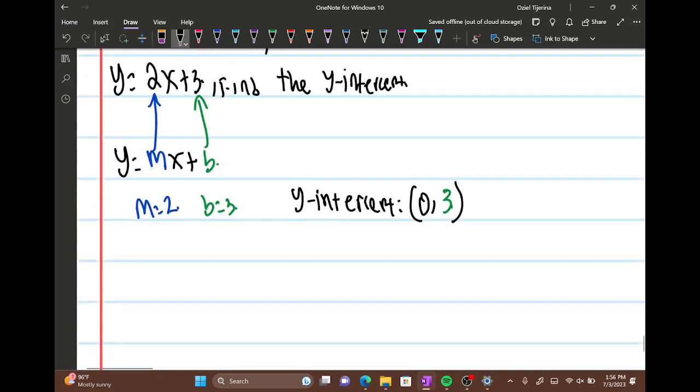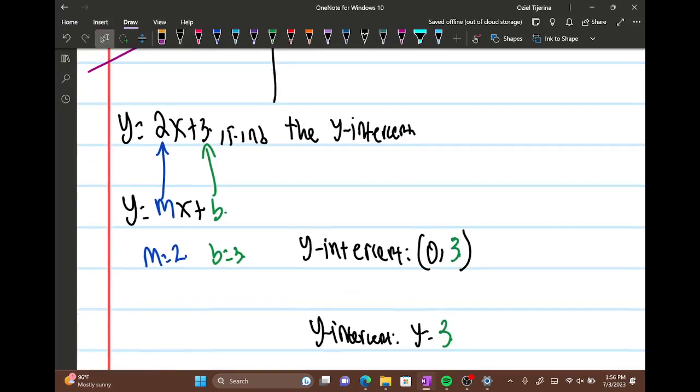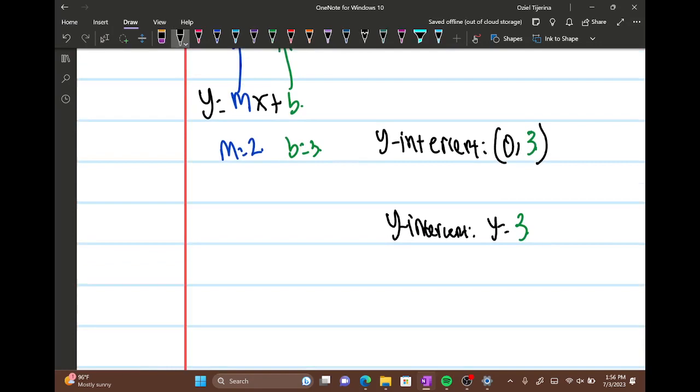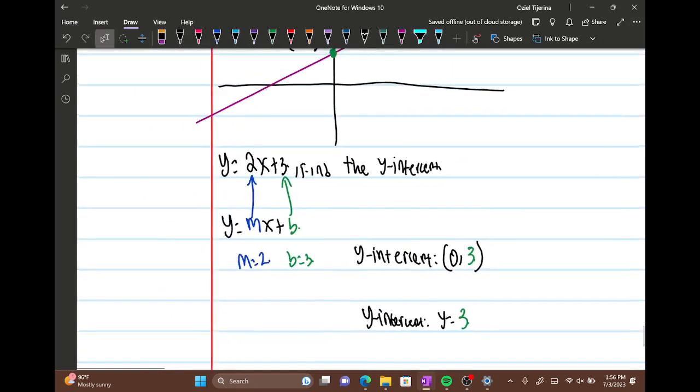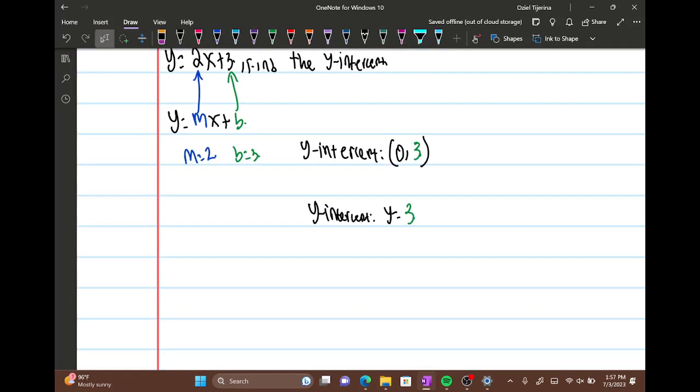A lot of other people say that the y-intercept, say it's y is equal to 3, right? These are two ways to say it. Now, if I want to find it algebraically, so that is kind of one way to find it, using the slope-intercept form of an equation.